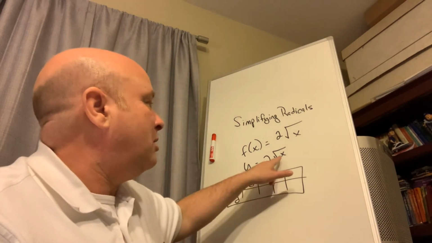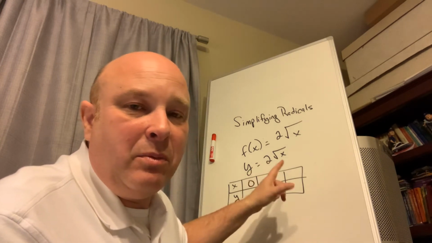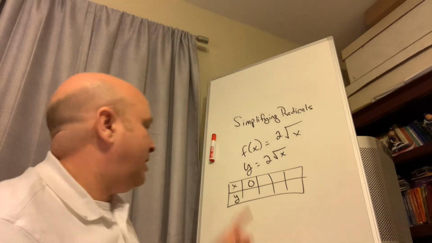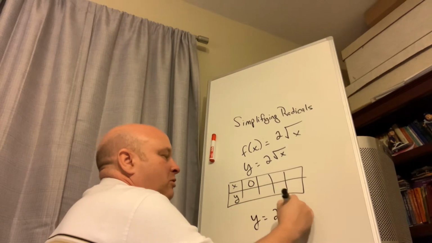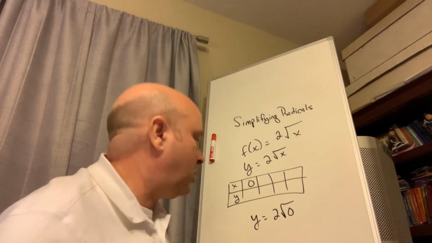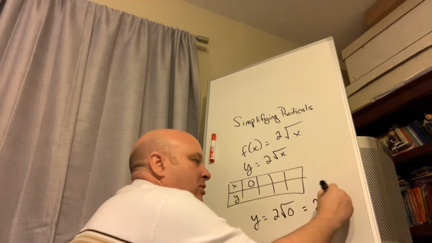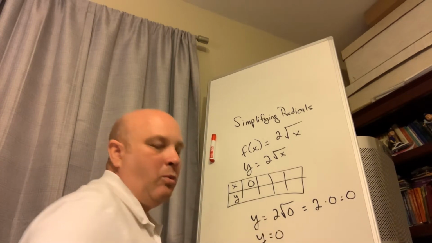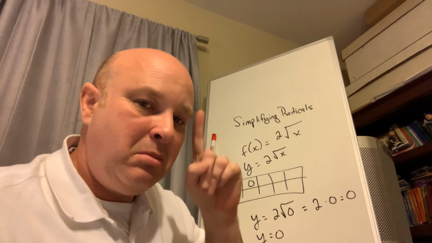Now I have to go up here to my equation, and where it says x, I just plug in the 0 that I chose. So I'm going to say that y equals 2 times the square root of 0. What's the square root of 0? What times what equals 0? 0, okay? So y equals 2 times 0, which equals 0. In other words, y equals 0. If x equals 0, y equals 0. See what I did there?